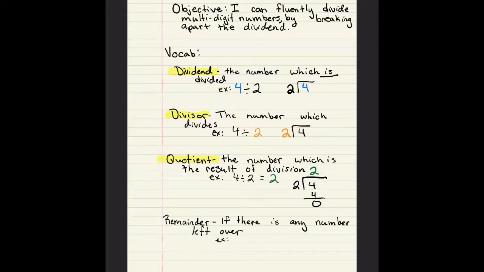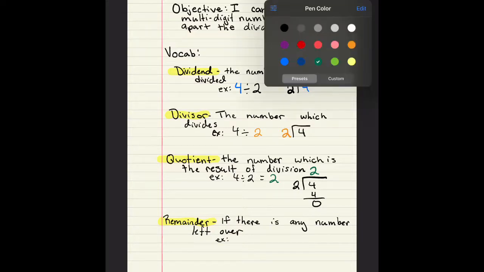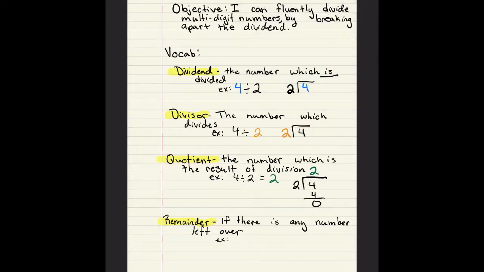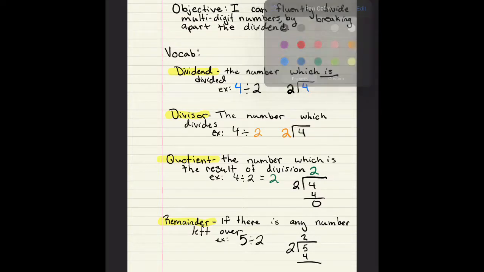And finally, we have remainder. The remainder is if there are any numbers left over. So if we had instead, let's say, 5 divided by 2, if we were to divide that, we know 2 can go into 5 2 times, obviously, and it's 4, and we would have 1 left over. So it's R1, and the 1 is our remainder, which is why we put this R, right?